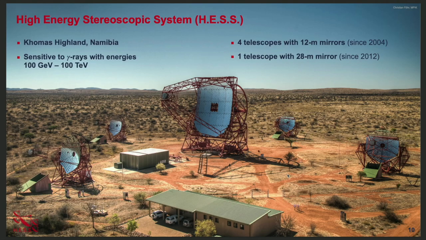So these are placed 120 meters apart from each other, and in the center there is one larger telescope with a 28-meter diameter mirror that was added a couple of years later in 2012. The other ones are in operation since 2004, so more than 20 years now. And with this array, we're sensitive to gamma rays in the energy range roughly 100 GeV to 100 TeV.